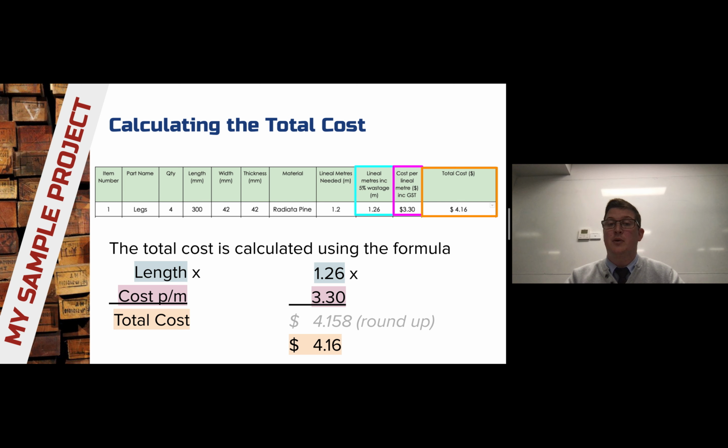Okay, so you need to actually do some rounding, depending on what units you're using. I'm using a credit card, so I'm going to use $4.16, so I'm going to buy it rounded up to 2 decimal places. That's how I calculate the cost for one piece. When I'm completing a project, obviously I'm going to have 5, 6, maybe 15, maybe 100 different pieces of timber. I need to do that process for every single piece.